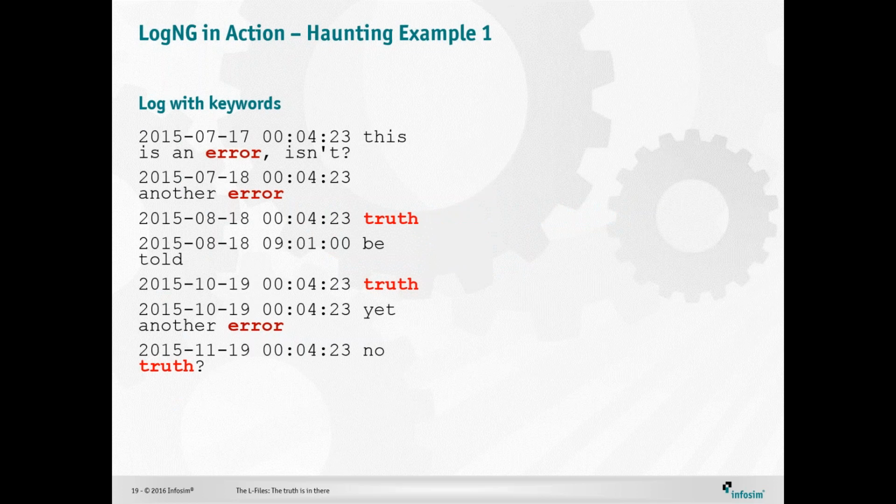So let's now tackle our examples with LogNG. I hope you remember the first example from some minutes ago. We want to match the keywords error and truth. Specifying the log location should be evident, that's why I will omit it. What's more interesting are those rules that I just talked about.